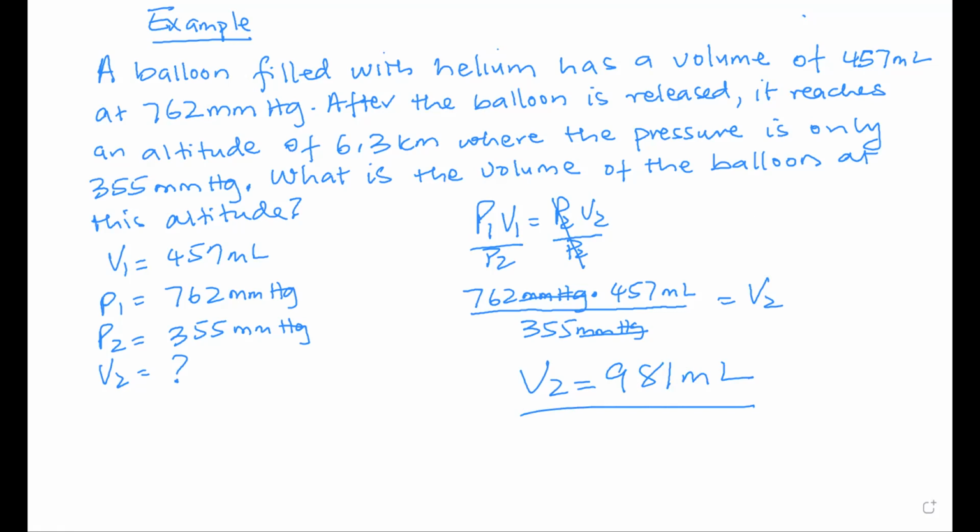So now you check if it makes sense. The initial pressure is 762 at a volume of this. Now, when you reach the altitude, the pressure dropped. You see that? When the pressure dropped, the volume increased. That's how you know that it makes sense. If it doesn't make sense, you have to go back and check what you did wrong.